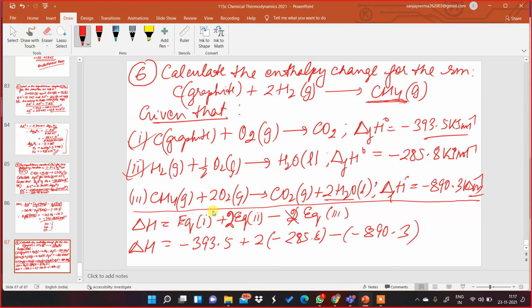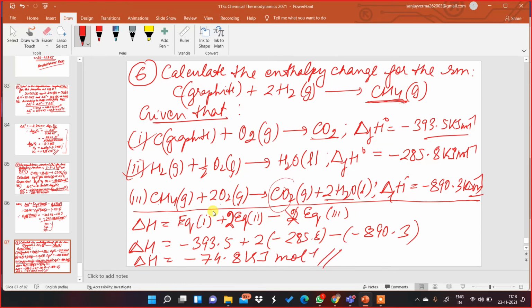Here this 2 is not there, because CH4 plus twice O2 gives CO2. The CO2 is there on both sides, and they have to be added up and cancelled later on. Upon simplification we get a negative delta H value, minus 74.8 kilojoules per mole. That is the answer.